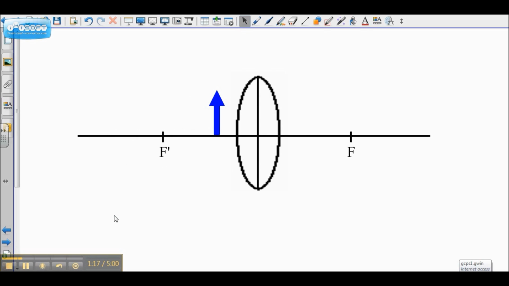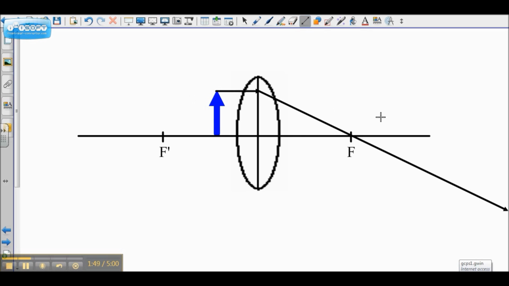So the first one in the note says an object between the convex lens and its focal point. So here's one of our focal points. Here is the lens. So our arrow, which represents our object, is in between. Step 1 says to draw a line from the top of the object parallel to the lens. Notice I went to a center line. We bend or refract through the focal point.